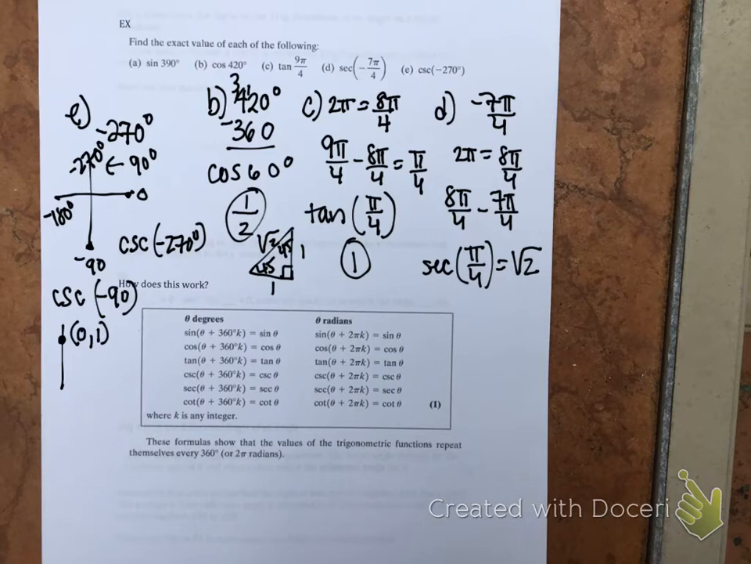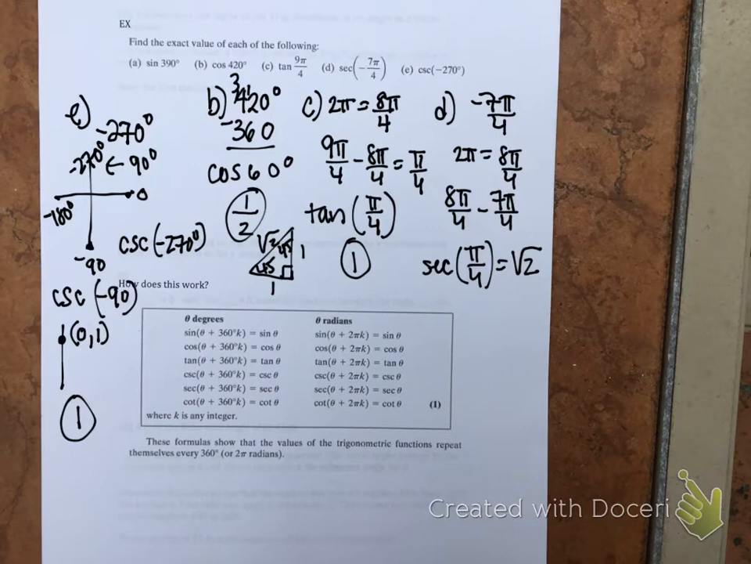Remember, sine is the y value. So taking the reciprocal of that, I get 1. Okay, so down here, it's just saying, hey, if you get a value that is larger than 360 degrees, what you can do is subtract 360 from it.